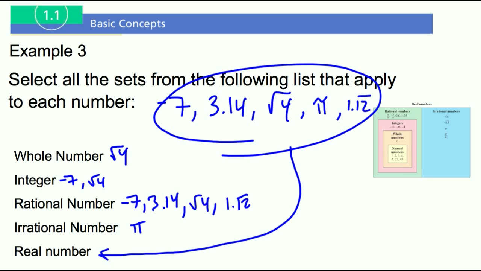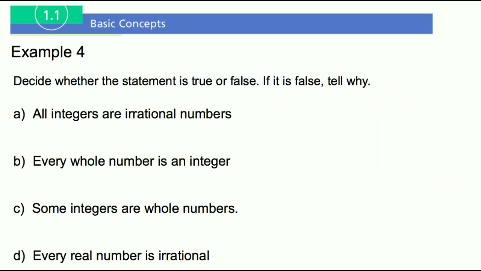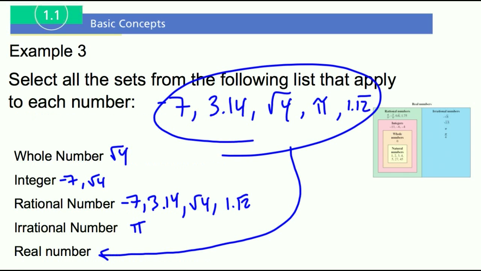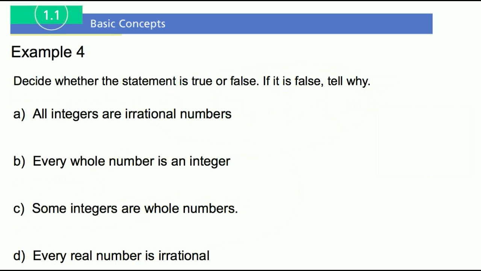Okay, so let's go into example number 2, or example 4 actually. We're going to decide whether the statement is true or false, and if it's false, let's explain why. All integers are irrational numbers. Are all integers irrational numbers? Well, if we go back over here, let's think about this.